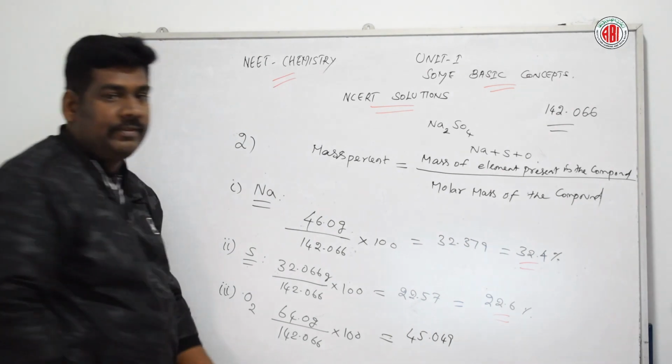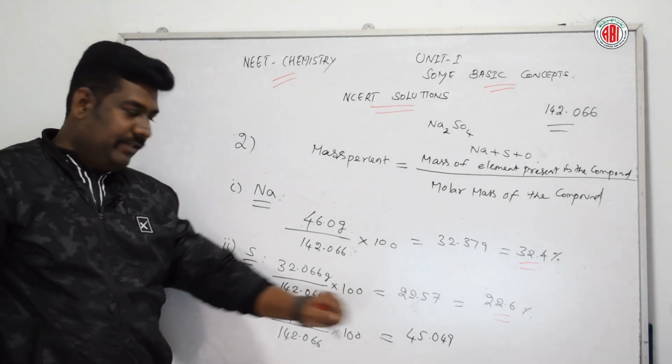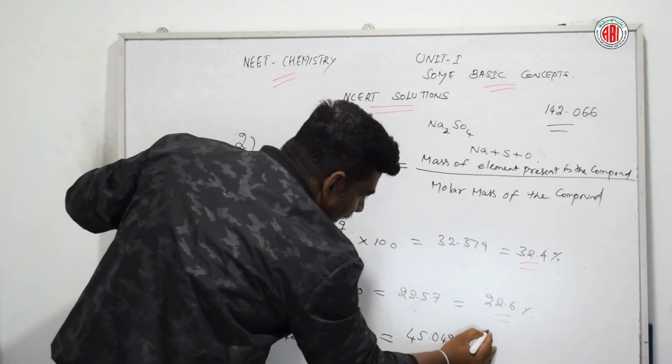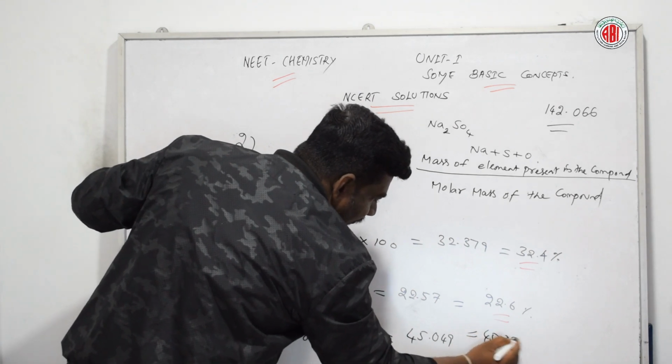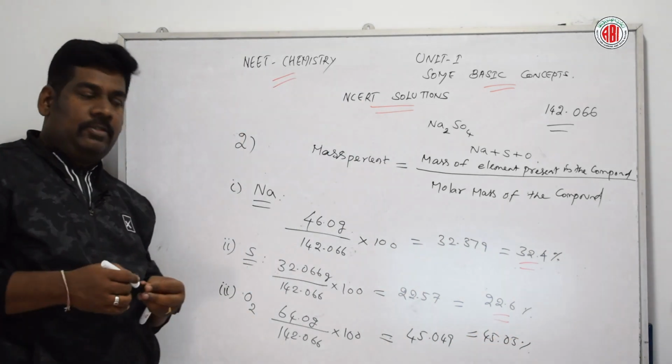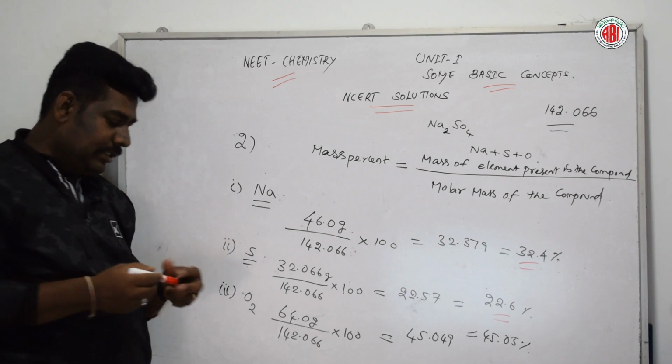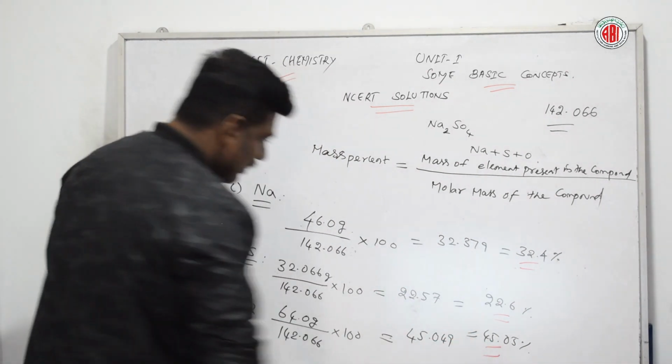45.049, that is very close to 5. So that could be written as 45.05%. So this is the mass percent of oxygen.